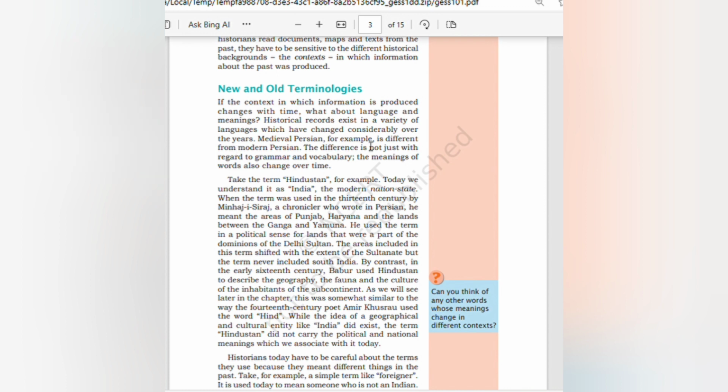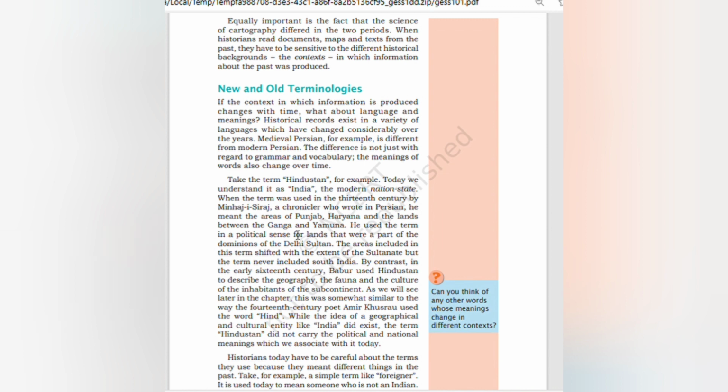Medieval Persian, for example, is different from modern Persian. The difference is not just with regard to grammar and vocabulary. The meanings of words also change over time. Take the term Hindustan, for example. Today we understand it as India, the modern nation state. When the term was used in the 13th century by Minhaj-i-Siraj, a chronicler who wrote in Persian, he meant the areas of Punjab, Haryana, and the lands between the Ganga and Yamuna.